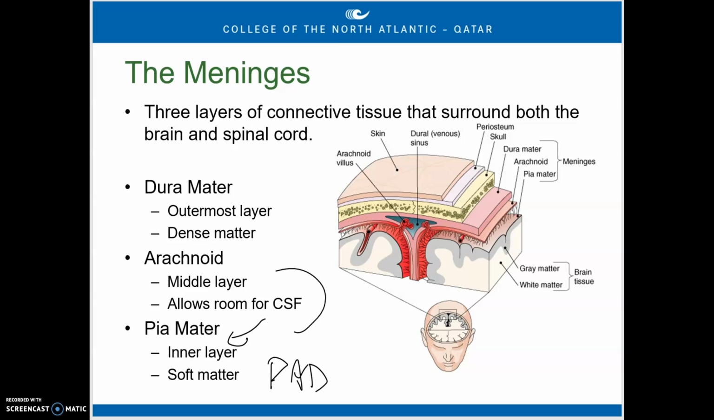The middle layer is called the arachnoid layer. Sometimes it's called the arachnoid space, because if you look at it microscopically, it actually looks like a spider's web. And arachnoid is a scientific term for spider. So the arachnoid layer gives lots of room for circulation of the cerebrospinal fluid, and we'll talk about that in the next slide. So it allows the brain to kind of float in this protective layer of cerebrospinal fluid.